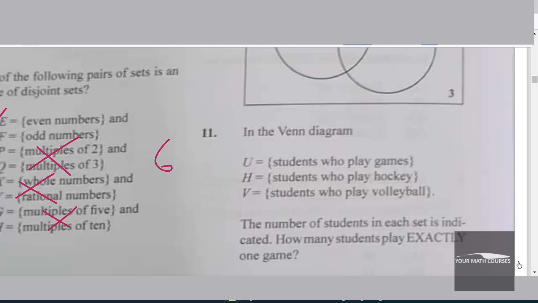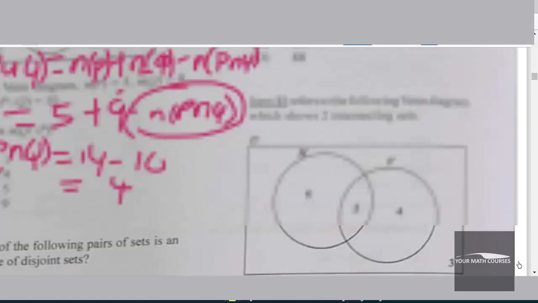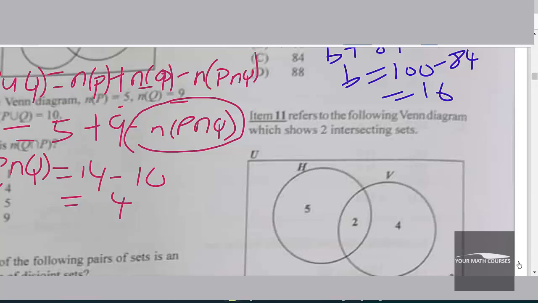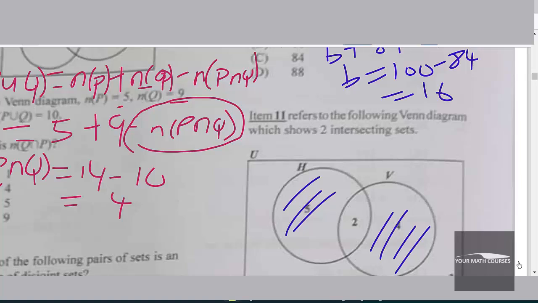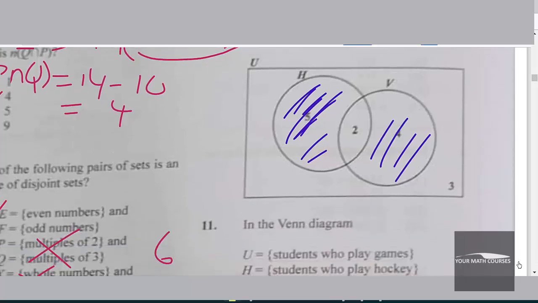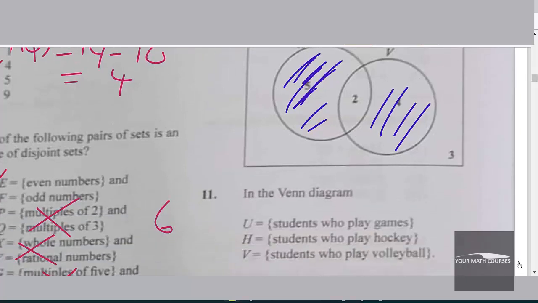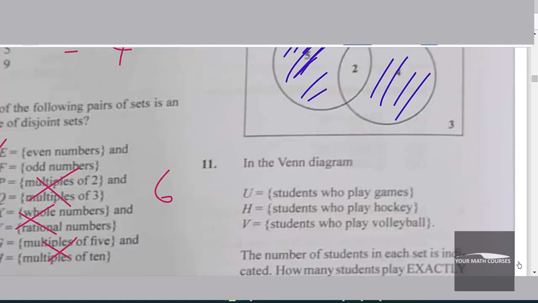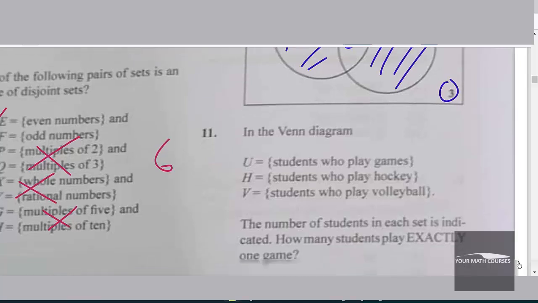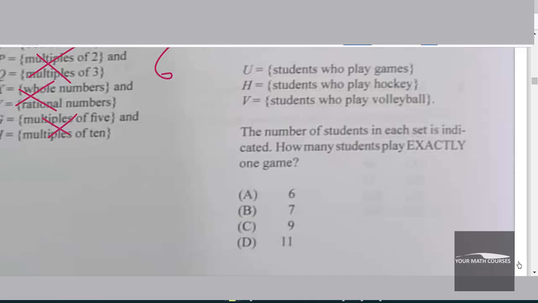How many students play exactly one game? So exactly one game is this region here plus this region here. So that will be 4 plus 5. Those here are playing both, those here are playing neither of the games, so we don't include them. So 5 plus 4 is 9. The correct answer is C.